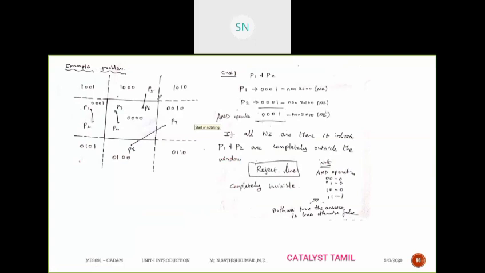So this is my window. Here my lines are P1, P2, P3, P4, P5, P6, then P7, P8. So I'm having 4 lines here.